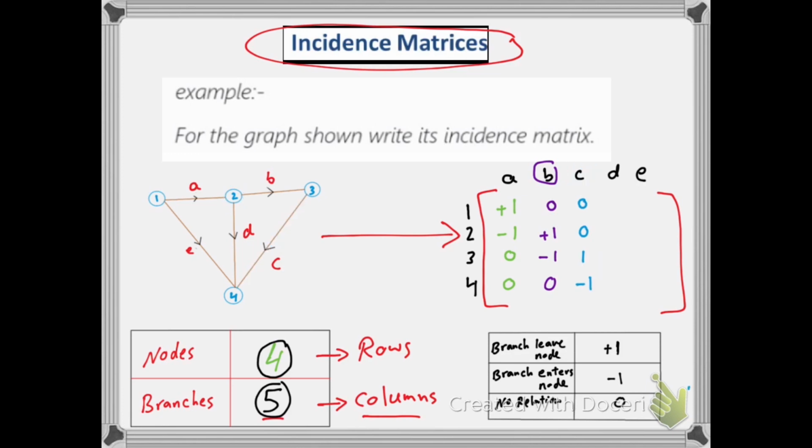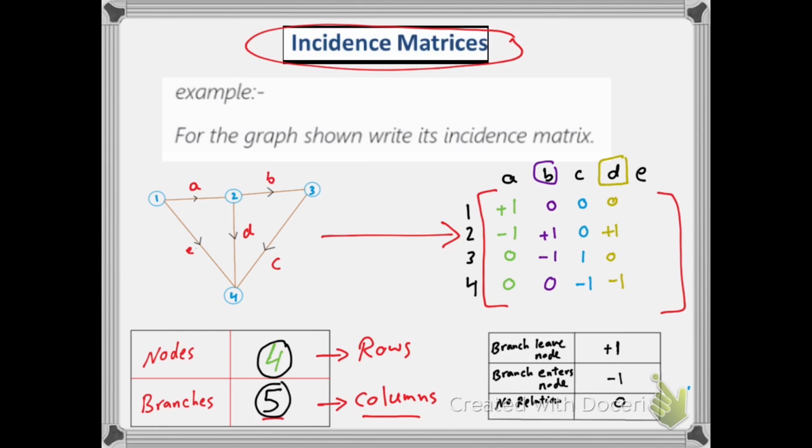In the same way, let's discuss the relation between the branch D and all the nodes. The branch D is connected between node 2 and node 4. It leaves node 2 and reaches node 4. That means I will go to node 2 and put positive 1, and I will go to node 4 and put negative 1. And no relation between branch D and node 1 and node 3. That means at node 1 I will put 0 and at node 3 I will also put 0.